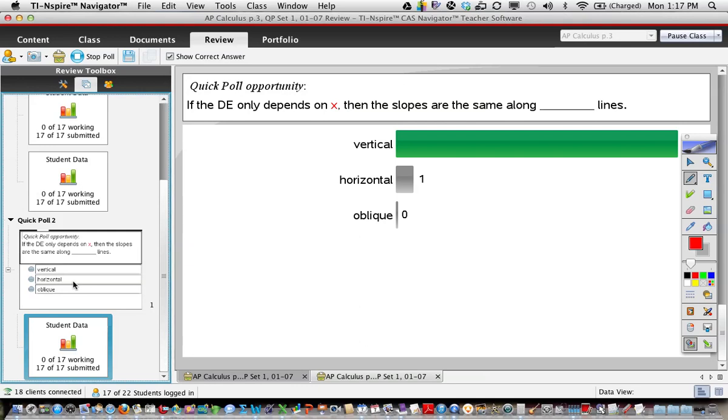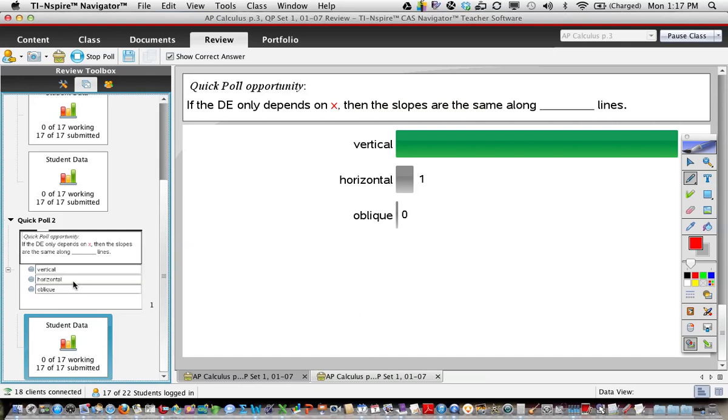This would be the example. If it only depends on x, that means when x doesn't change, then the slopes don't change. Well, that's on a vertical line. If x is 1, on a vertical line, x is always 1. On this one, for example, the slopes won't change.